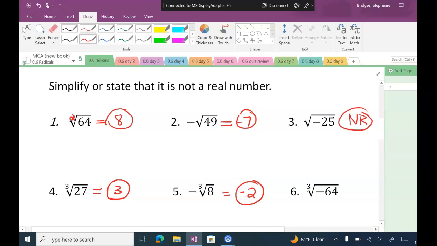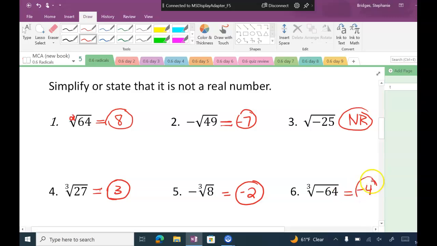With 6, I do have the negative under the radical symbol, but this is a cube root, so it is going to be slightly different. Can I multiply a negative by itself 3 times and end up with a negative? Yes. So if your index is odd, you can take a negative root. If the index is even, you would say it is not real. So we need to figure out what the cube root of 64 is, and then we just put a negative in front of it. So the cube root of negative 64 is negative 4.